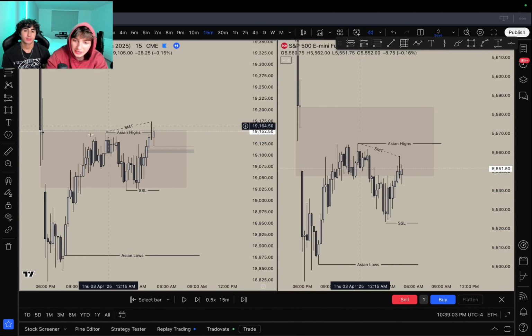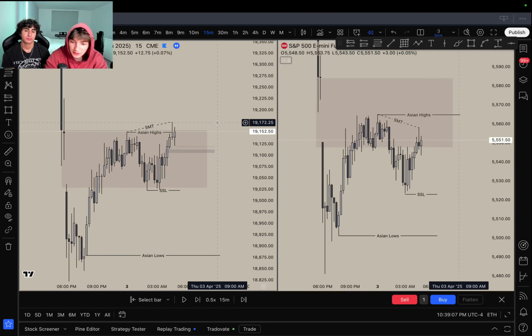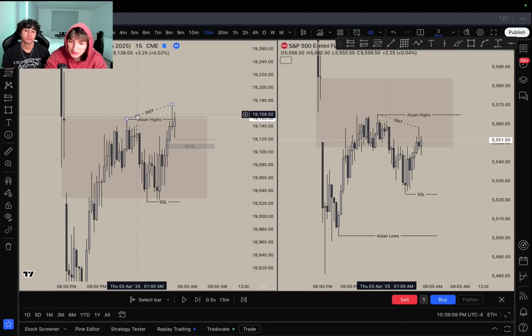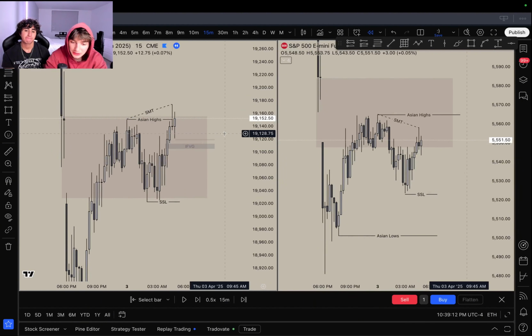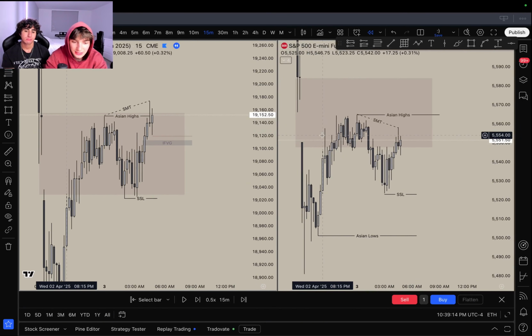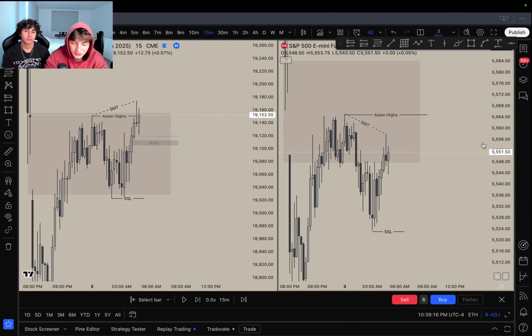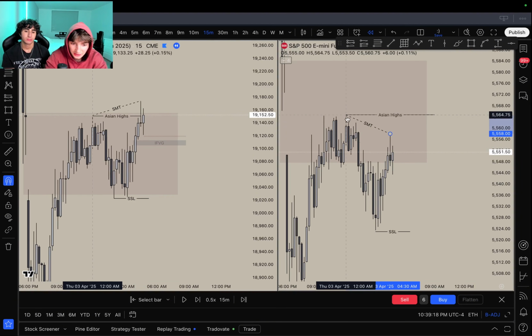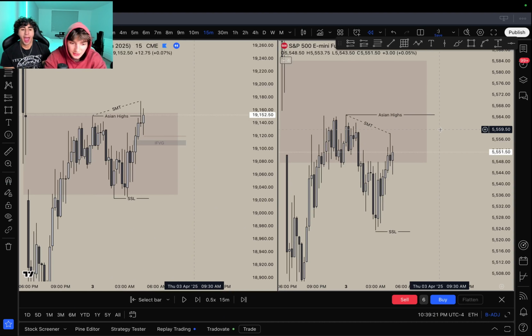But since we know that NQ did that, ES doesn't have to. Therefore, if we were to get an SMT anywhere inside of this new day opening gap, we know that we have an SMT inside of a higher time frame PD array. So this isn't just a SMT at a liquidity level, but it's also inside a significant PD array.